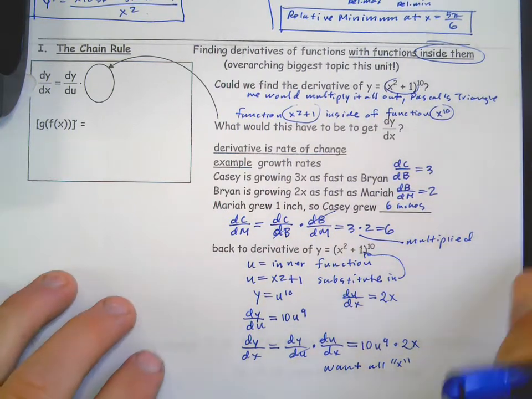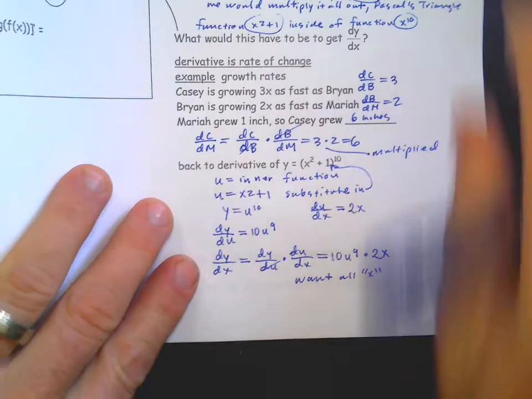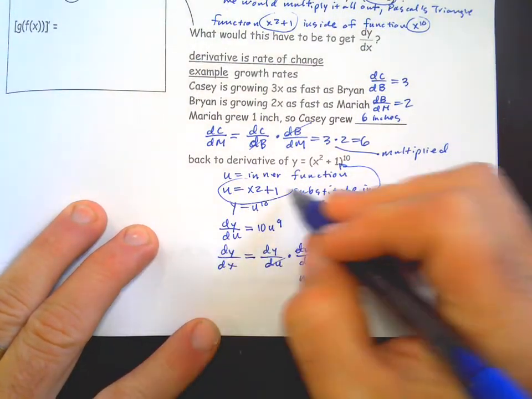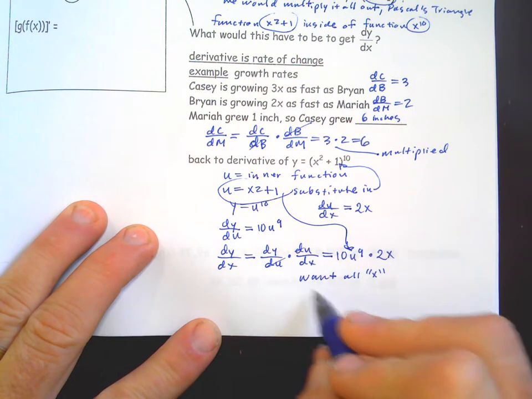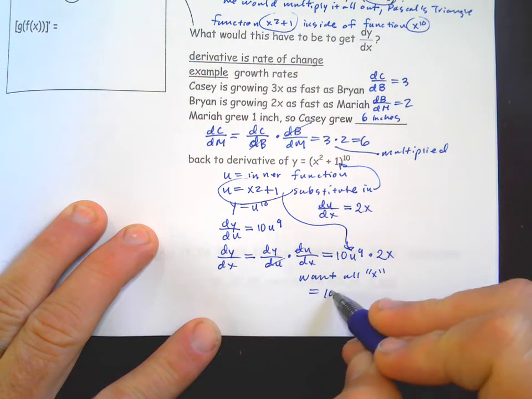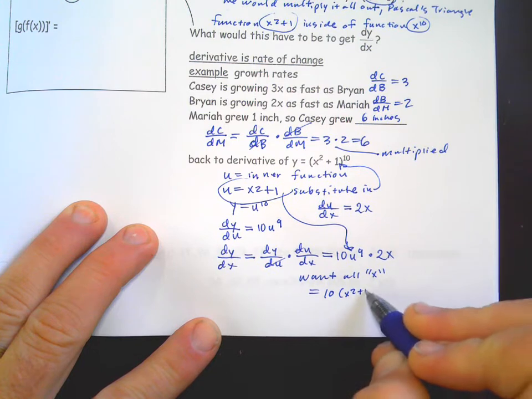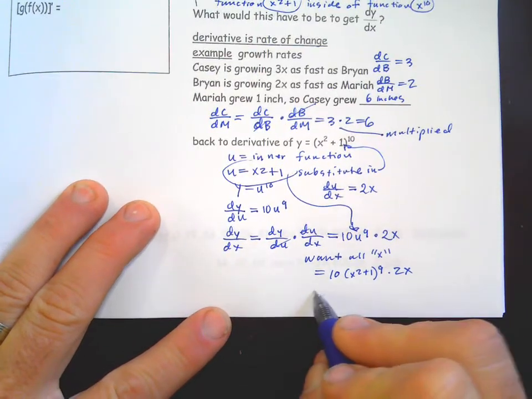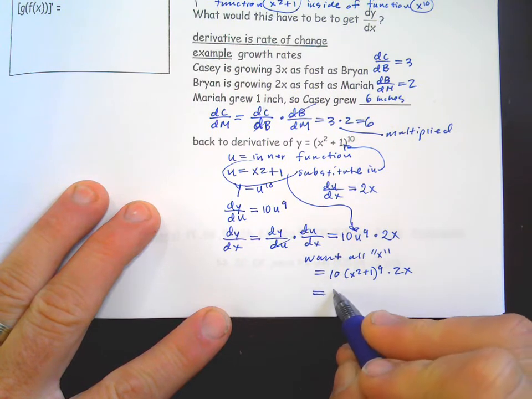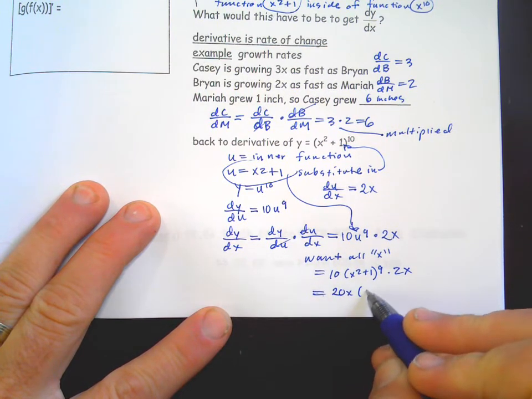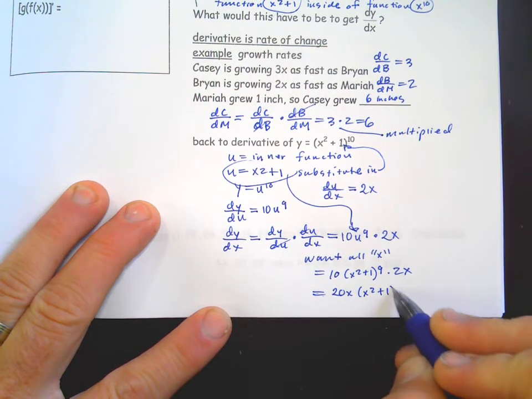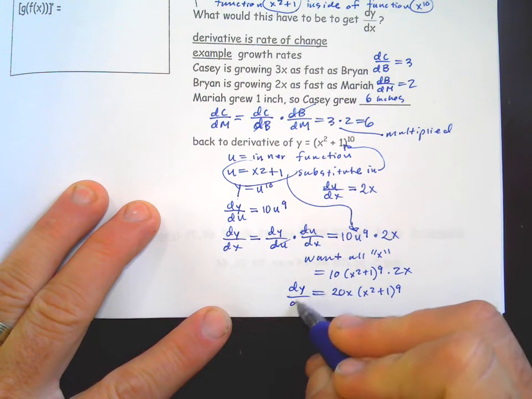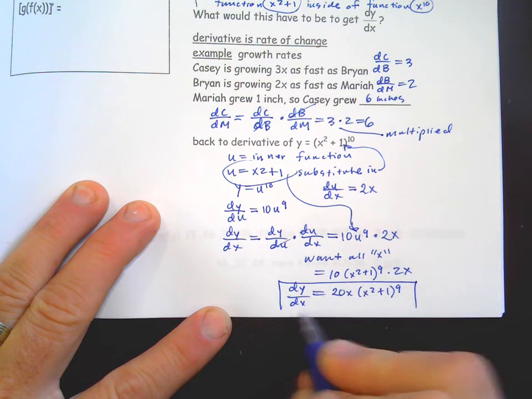So we could just substitute this back in for u, and it would be 10(x squared plus 1) to the 9th times 2x. And then for the final answer, we clean up a little bit. The 10 and the 2x we could say is 20x. I would not expand the (x squared plus 1) to the 9th power. That's what we were trying to avoid. And this is your final answer, dy/dx.